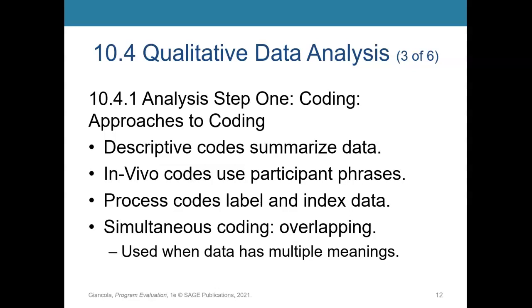simultaneous coding is when you've got a chunk of data or multiple chunks of data that you apply more than one code to. You've got more than one of your overarching categories or themes represented in a couple of paragraphs of your transcript maybe. And that's fine. You just put more than one code there.